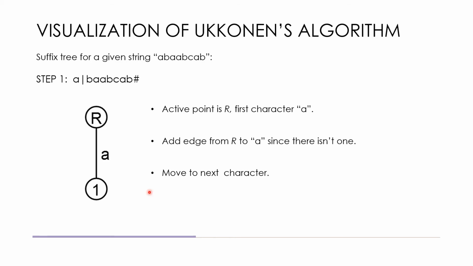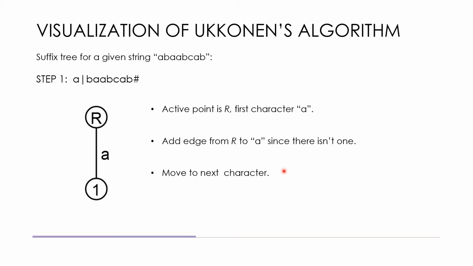Now that I've gone over the main principles of Ukkonen's algorithm, we can visualize how it all comes into play. For this specific example, I'll be going over the construction of a suffix tree for the string a b a a b c a b. Like I said before, it's going to be divided into a series of steps, and we're going to perform different actions based on the rules that I have previously mentioned.